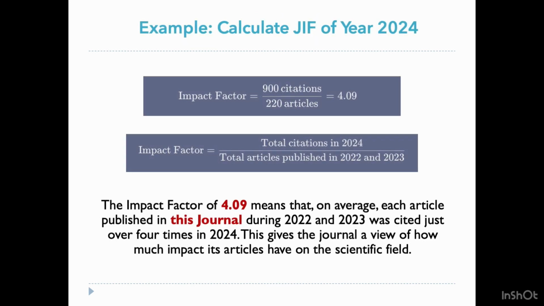Impact factor will be 900 citations divided by 220 articles, so it is equal to 4.09. What does that mean? A journal with an impact factor of 4.09 means that on average each article published in this journal during 2022 and 2023 was cited just over 4 times in 2024.